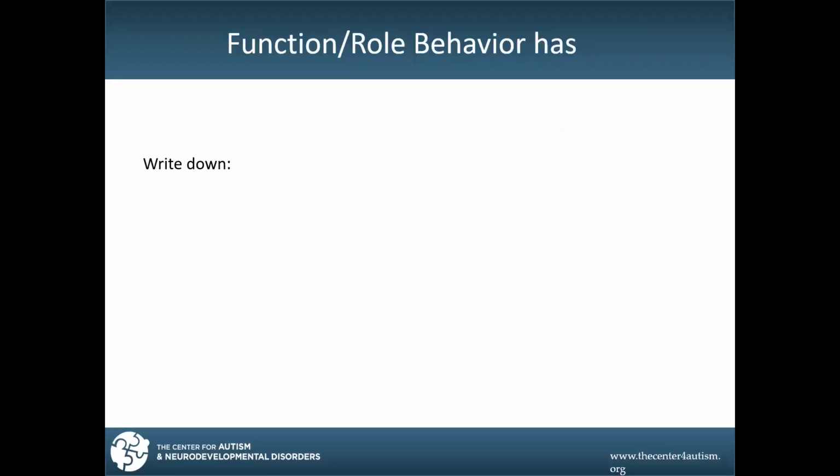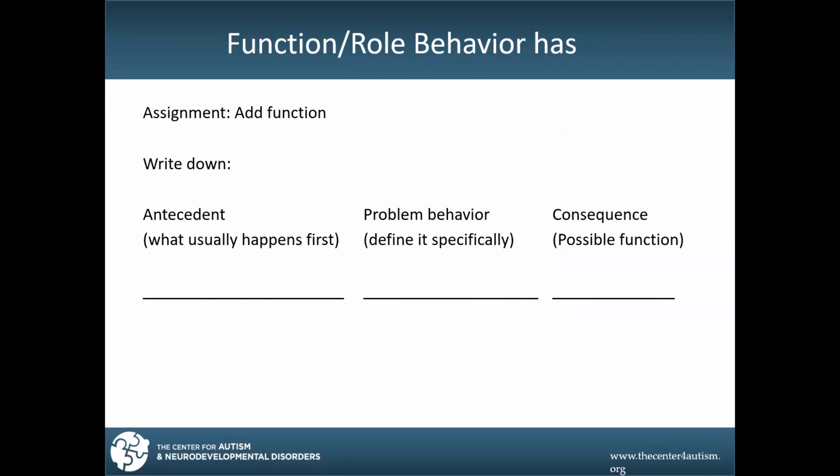Now that we have discussed consequences, also known as possible functions, let's revisit the example you wrote down of your child's problem behavior. Earlier we defined the behavior specifically, as well as indicated the antecedent, or what happens immediately before the behavior. Now I want you to take a minute and consider the consequence. In other words, how do you typically respond immediately after your child engages in the behavior? I will give you a minute to write this down before we move to the next slide.